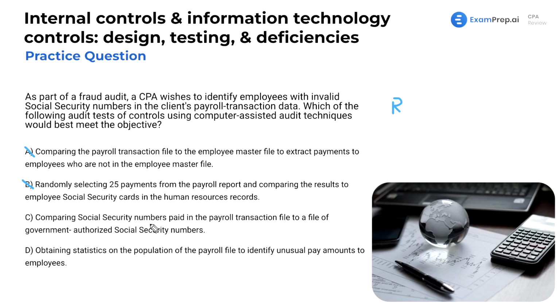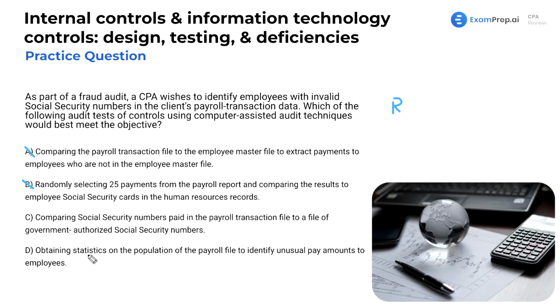Comparing social security numbers paid in the transaction file to a file of government authorized social security numbers. I like this one because we're comparing a client file to something they have no control over, which is a listing of government authorized social security numbers. We're not comparing client data to client data. We're now comparing client data to a third-party source. And a listing of government authorized social security numbers is probably going to be pretty accurate and pretty reliable. So let's leave that on the table.